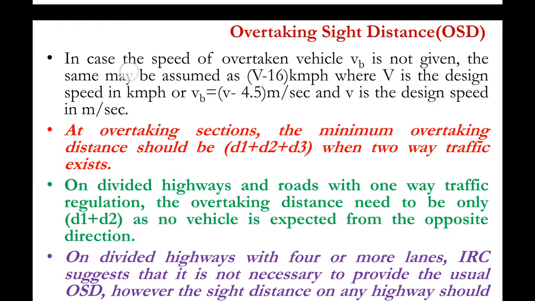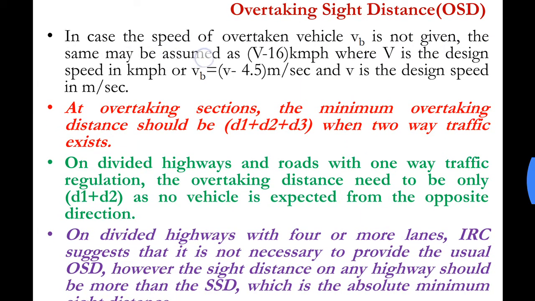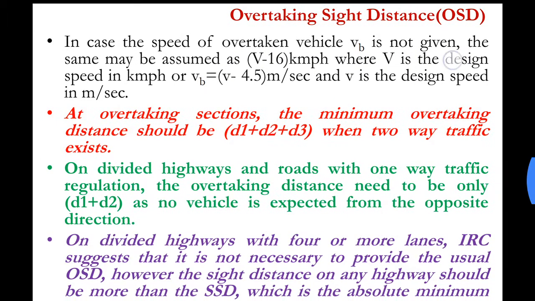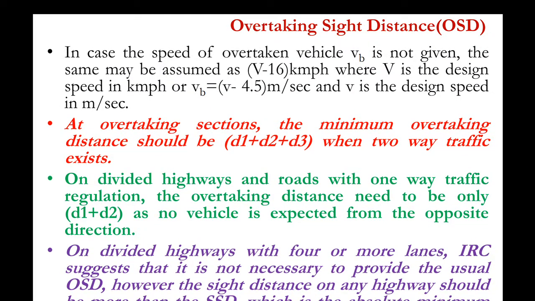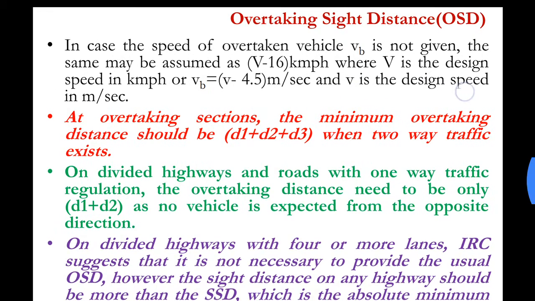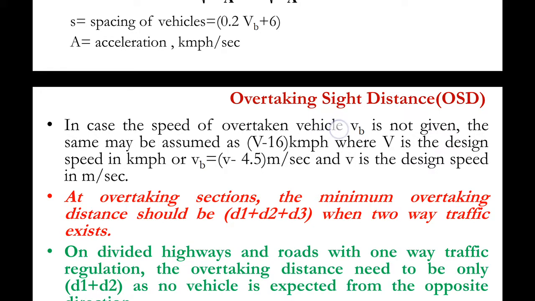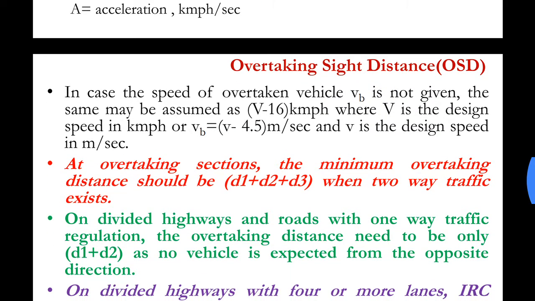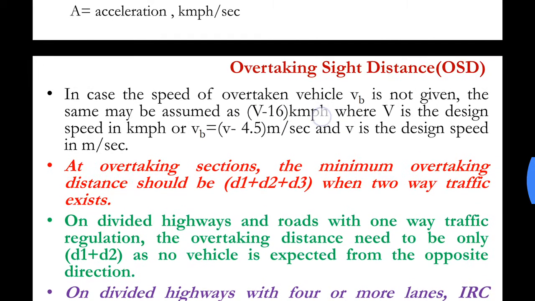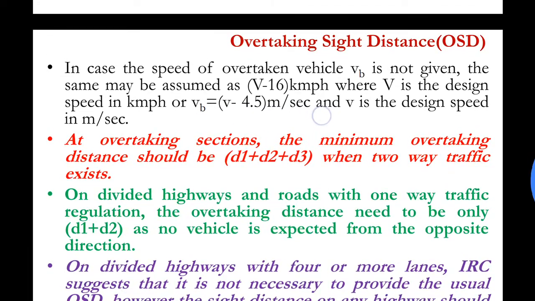In case the speed of the overtaken vehicle vb is not given, the same may be assumed as v minus 16 kmph, where v, the design speed, is in kmph, and vb equals v minus 4.5 meters per second if v is given in meters per second. So the slower moving speed, if not given in the question, you can assume it as v minus 16 if the velocity is in kmph, and v minus 4.5 if the velocity is in meters per second.